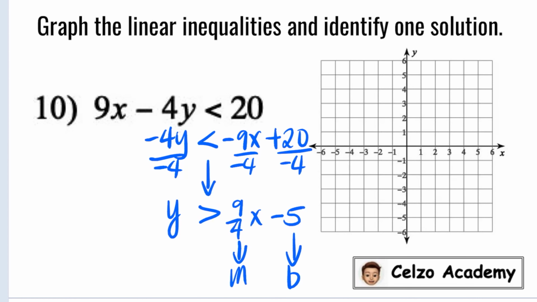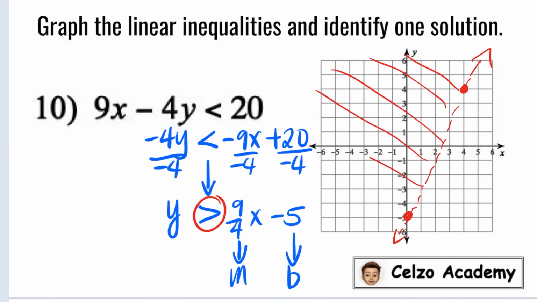Graphing this, we will begin with the y-intercept negative 5. And the slope is 9 over 4, so we need to go 9 up and 4 to the right. We have y is greater than 9 over 4x minus 5. So this means that we have a dashed line passing through these 2 points. Are we shading upper half or lower half? We're shading the upper half because the inequality involves greater than. Y is greater than 9 over 4x minus 5.